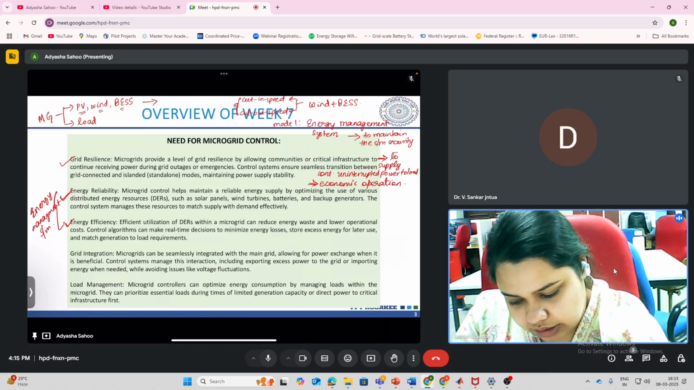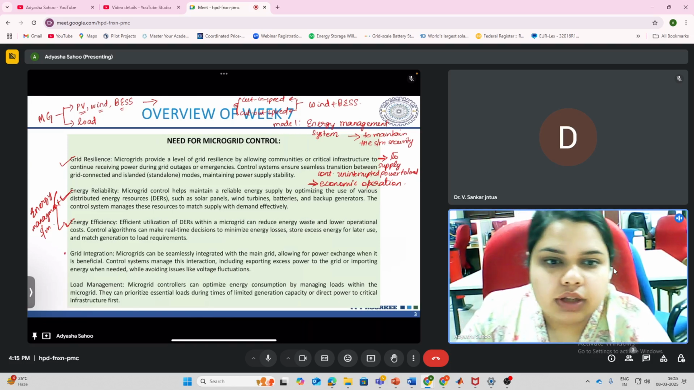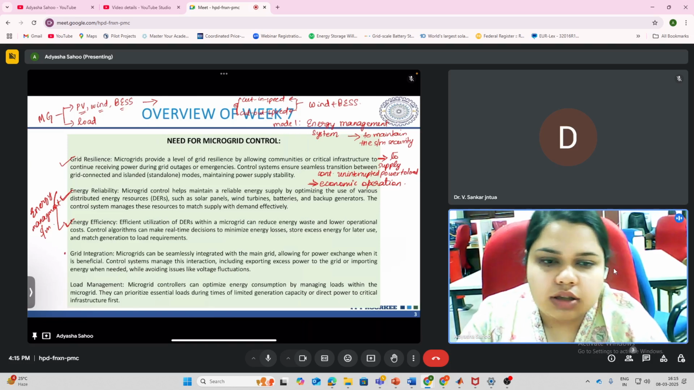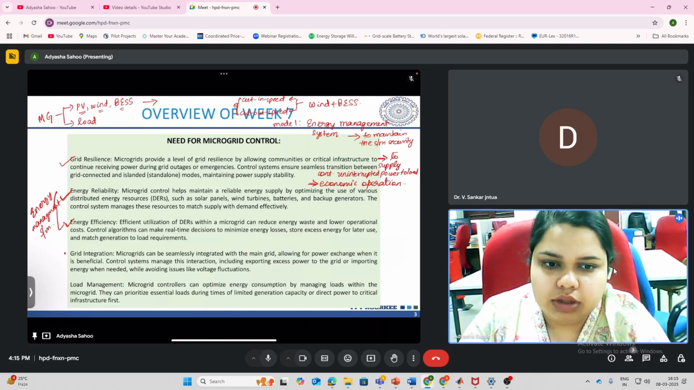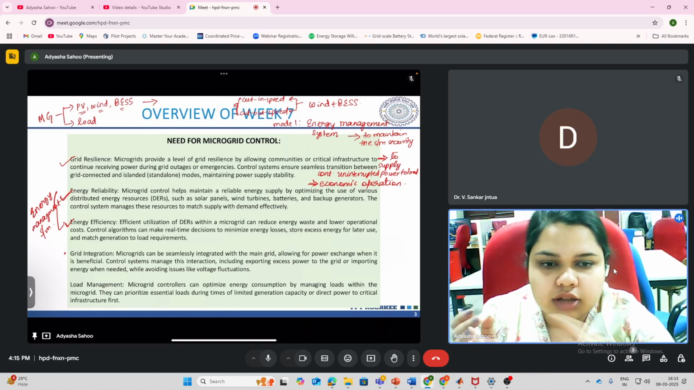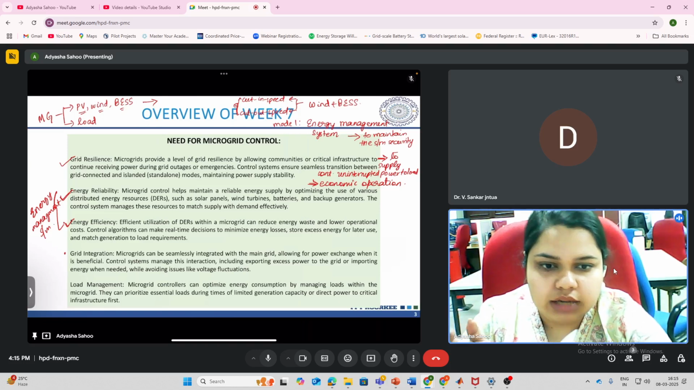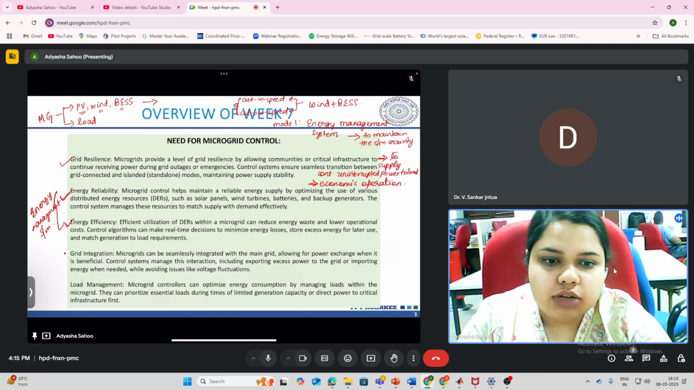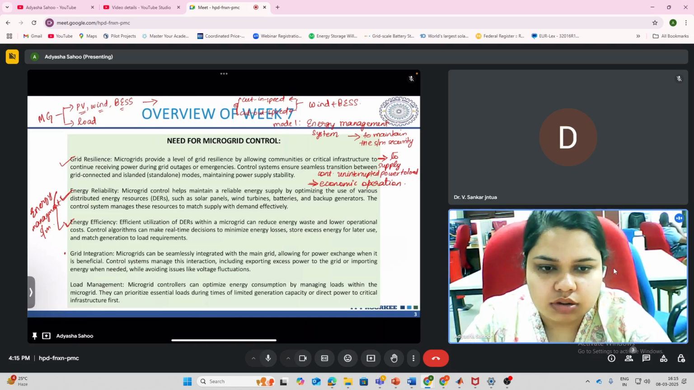Now, grid integration. Depending upon whether you have a DC microgrid or an AC microgrid, because we know that some or major of the renewable energy resources are DC in nature. So, we saw that we are also going towards a DC microgrid. Now, if you have a DC microgrid and it is connected to the AC main grid system, or the high voltage transmission system, then you need converters to basically transit between this DC microgrid and the main AC system.